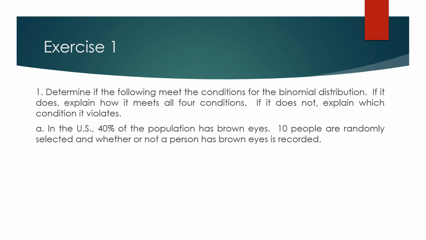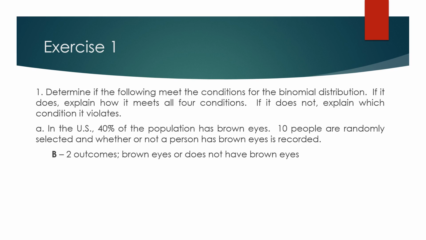So in the United States, about 40% of the people have brown eyes. 10 people are randomly selected, and whether or not a person has brown eyes is recorded. So I'm going to again use that BINS acronym. The B in the BINS stands for binary, and that is 2 outcomes, which we do have in this case, because we're looking at whether the person has brown eyes or does not have brown eyes.